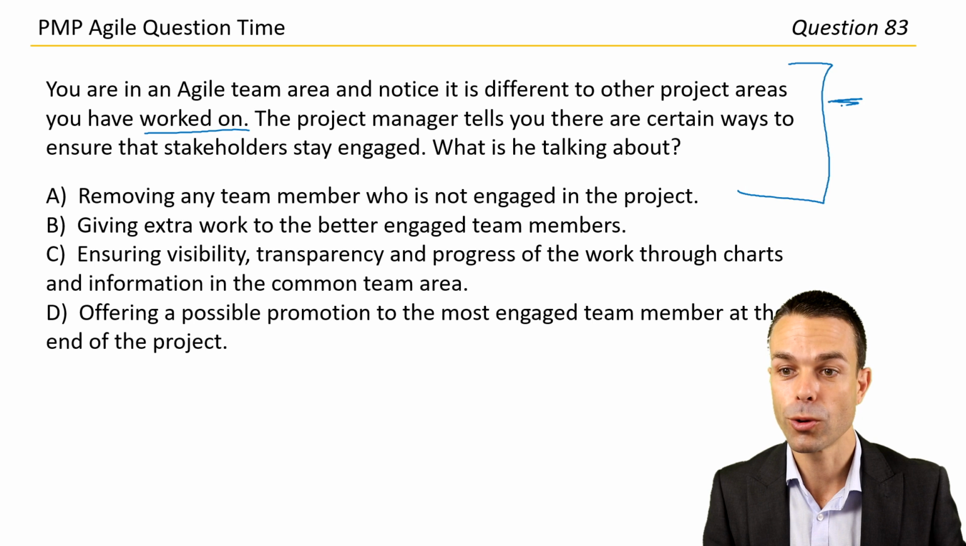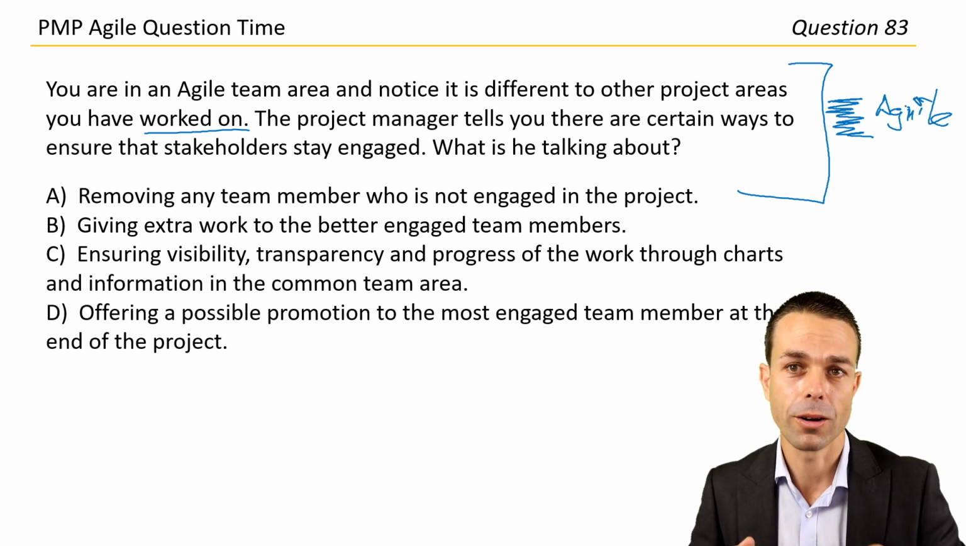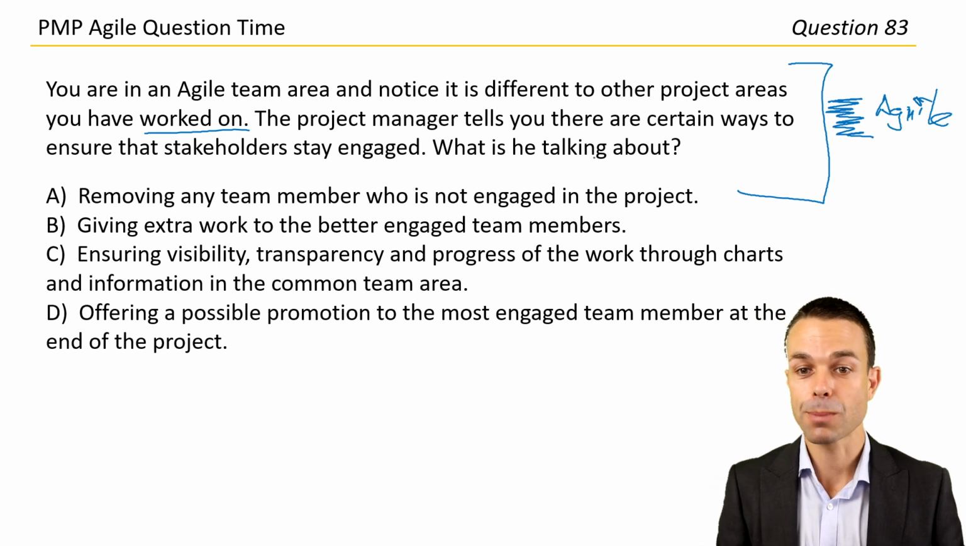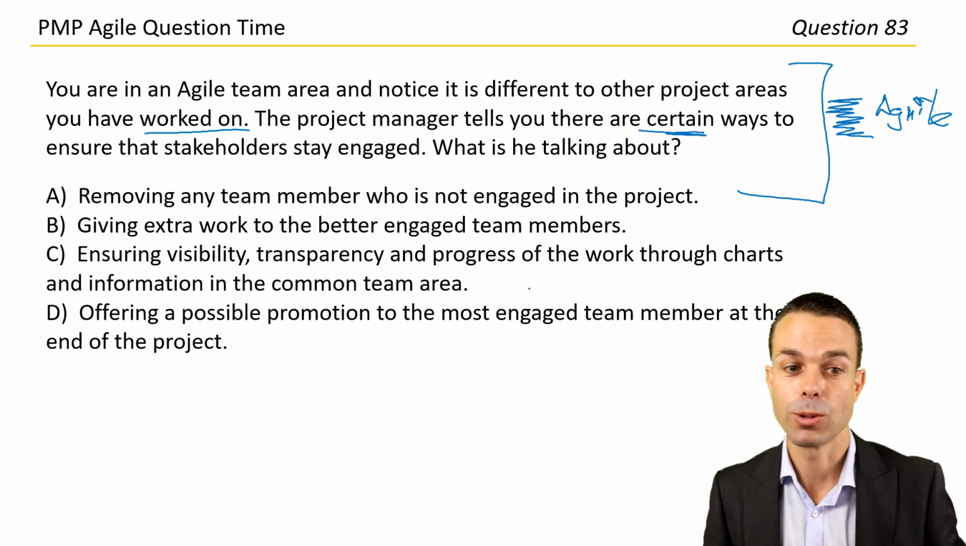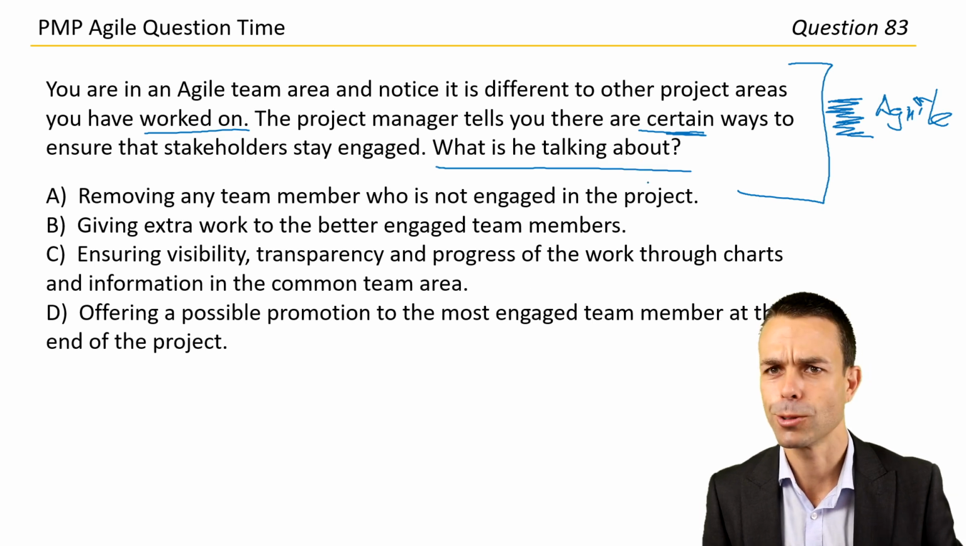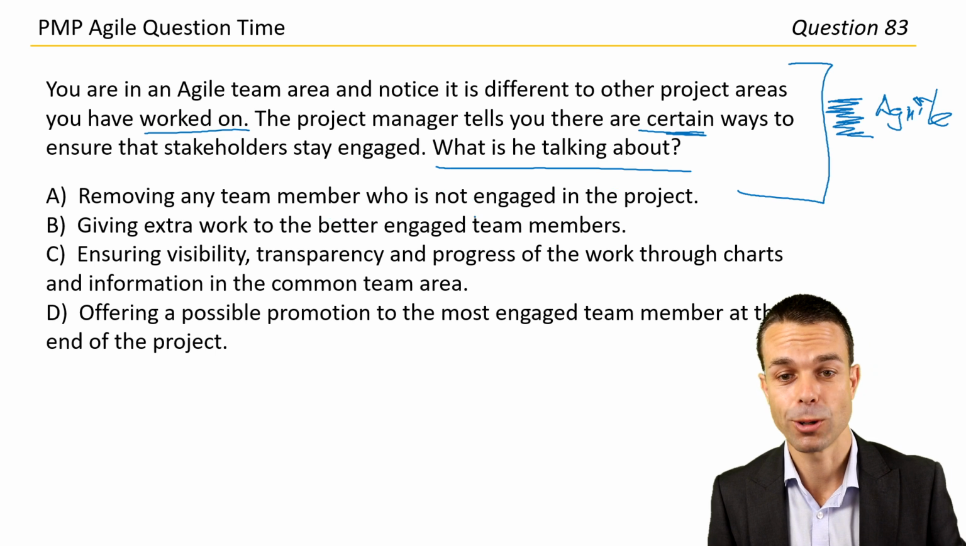We have to work through and get through all of this stuff to get to the good stuff in an agile team. That transparency, that fast flow of information and of work through the team. The project manager tells you there are certain ways to ensure that stakeholders stay engaged. What is he talking about? That's a good question.